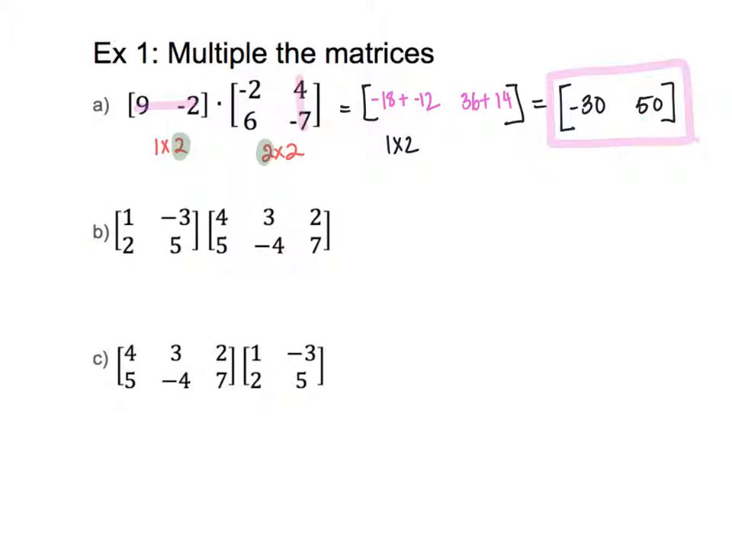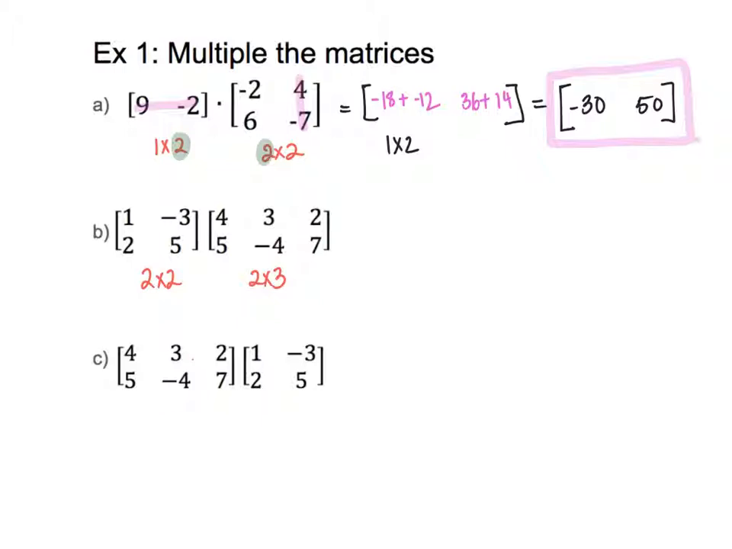So first thing we have to figure out is the dimension. So this one here is 2 rows, as you can see, and 2 columns. So this is also a 2 by 2, so another square matrix. And then this next one here has 2 rows and 3 columns. So this is a 2 by 3.